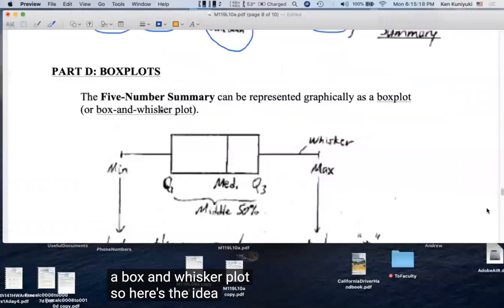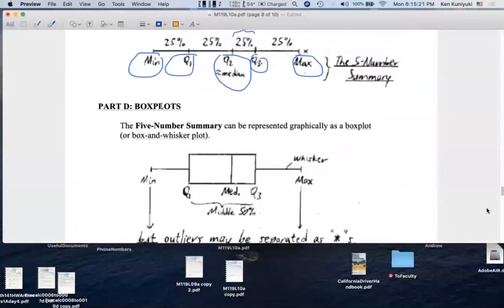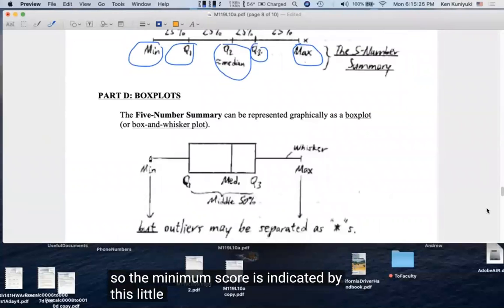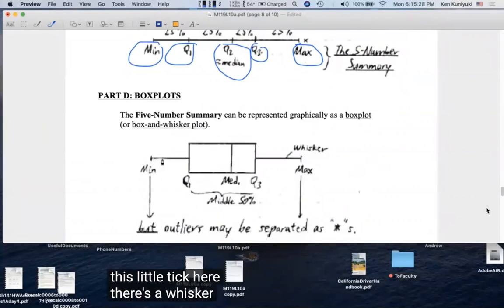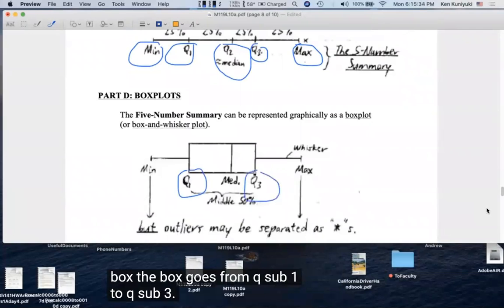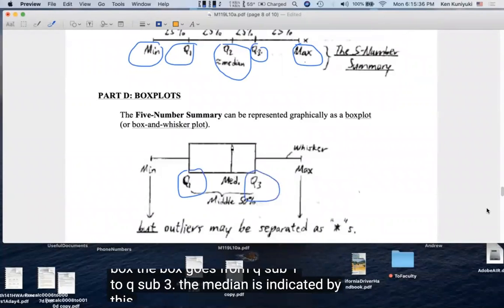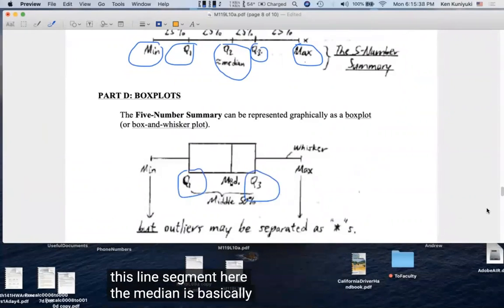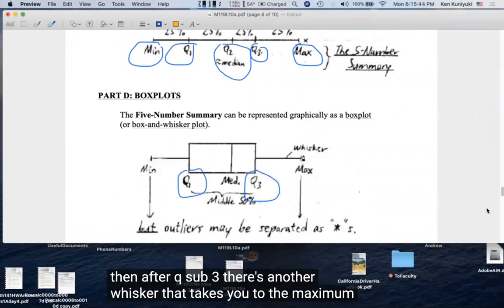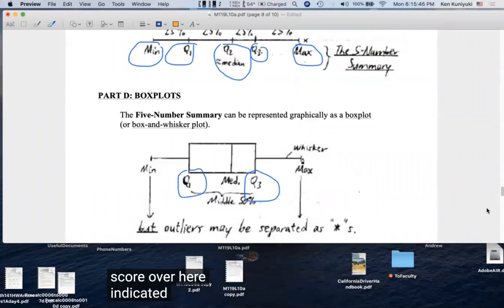So here's the idea. The minimum score is indicated by this little tick here. There's a whisker that extends to the box. The box goes from Q sub 1 to Q sub 3. The median is indicated by this line segment here. The median is basically Q sub 2. And then after Q sub 3, there's another whisker that takes you to the maximum score over here, indicated by the little tick.